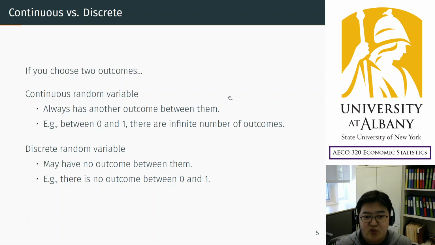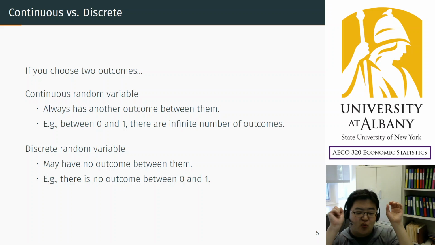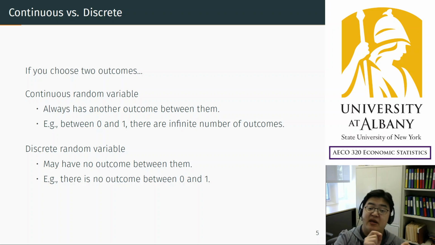The big difference between a continuous random variable and a discrete random variable is that a continuous random variable has no fixed increment. A discrete random variable has a fixed increment. So if you choose two outcomes next to each other, there is no possible outcome between them. But a continuous random variable is literally continuous. So no matter what two outcomes you choose, there is another possible outcome in between them.